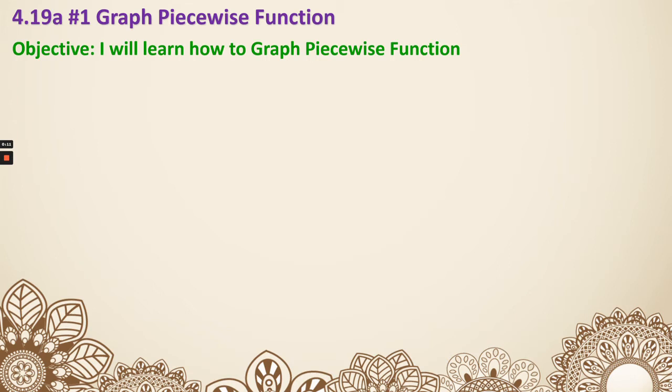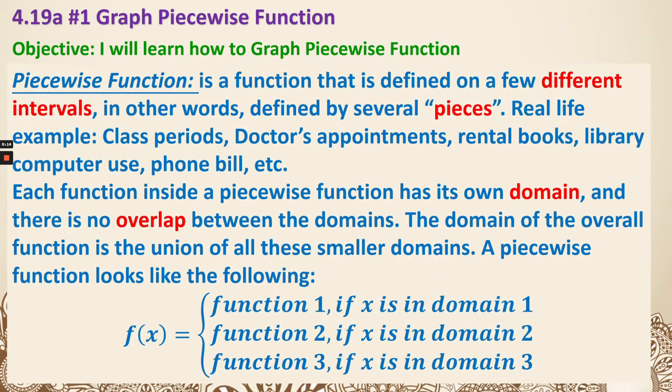So first, let's define piecewise function. A piecewise function is a function that is defined on a few different intervals. In other words, defined by several pieces. Some real life examples, like class periods, say from 8 to 8:50, that's our first period. So for 8 to 8:50, they're all first period. Then the second period is a different time. So that's a piecewise function, with different pieces.